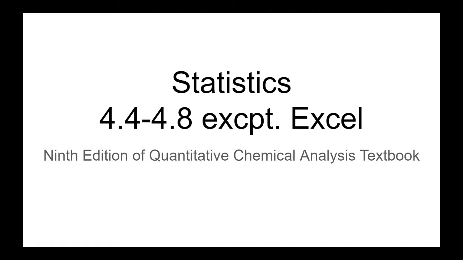Hello. We're going to be continuing the Chapter 4 series for statistics in Harris Knight Edition Quantitative Chemical Analysis textbook. In this chapter, we're going to be discussing 4.4 to 4.8, just without the Excel part. Just to give a brief overview, we're going to be talking about the t-test, the Grubbs outlier test, the least squares method, and briefly about calibration curves and such. Okay, so let's get started.